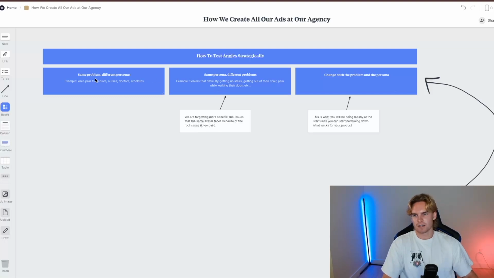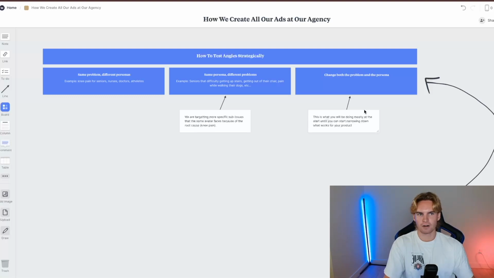These two methods of testing the same problem in different avatars, or the same avatar and different problems, are more useful once you start to get data on what's working and what's not. And that's going to be what allows you to actually juice out more profit. But this is what you're going to be doing mostly at the start: just testing a bunch of different problems, a bunch of different avatars, kind of grouping them together and seeing which gains the most traction.